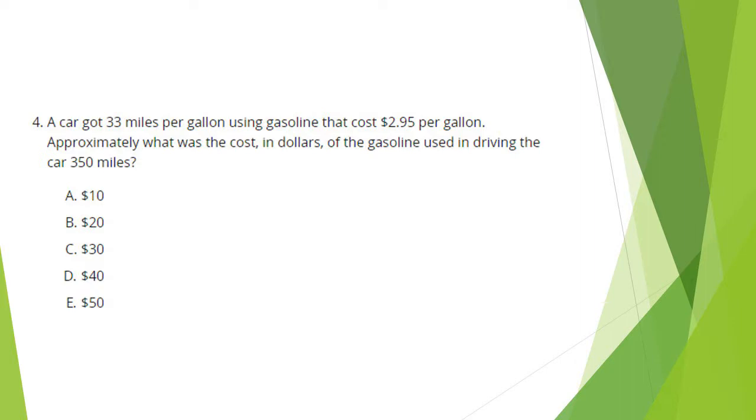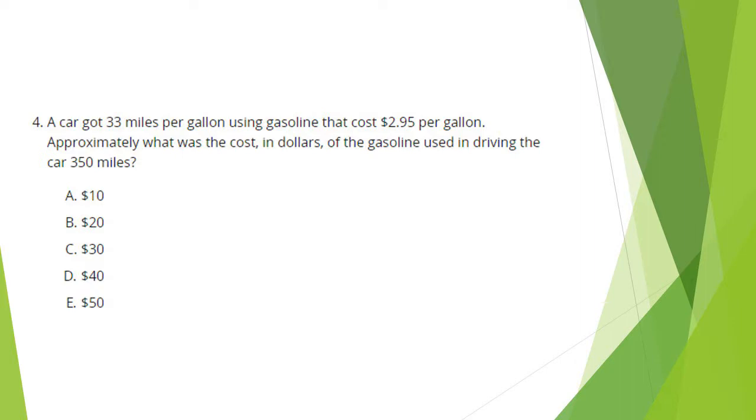Question number 4. A car got 33 miles per gallon using gasoline that cost $2.95 per gallon. Approximately what was the cost in dollars of the gasoline used in driving the car 350 miles? Is it A, $10, B, $20, C, $30, D, $40, or E, $50?